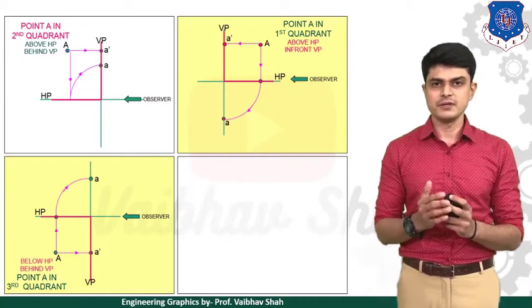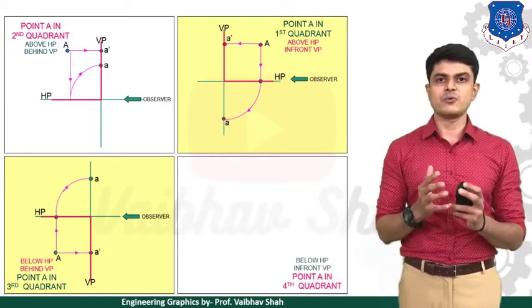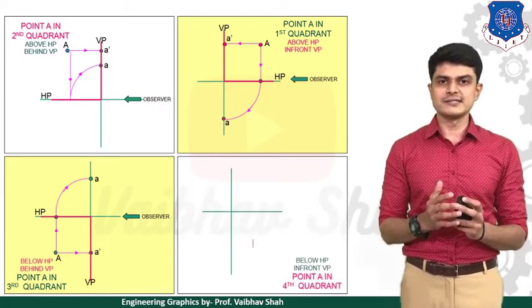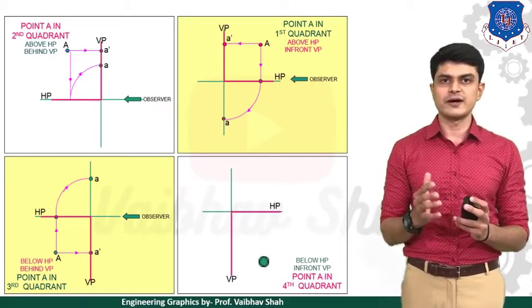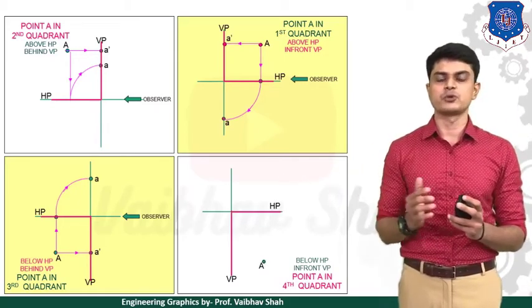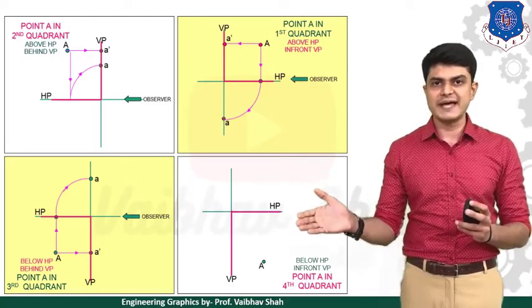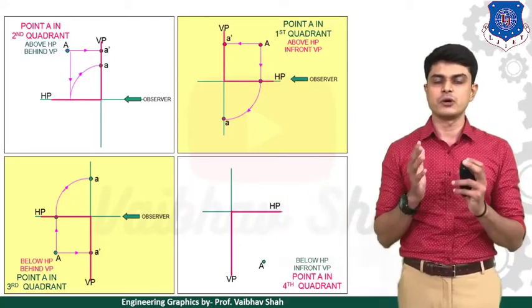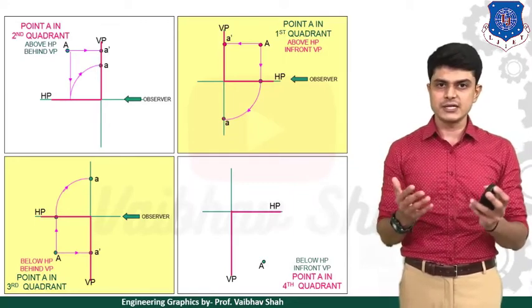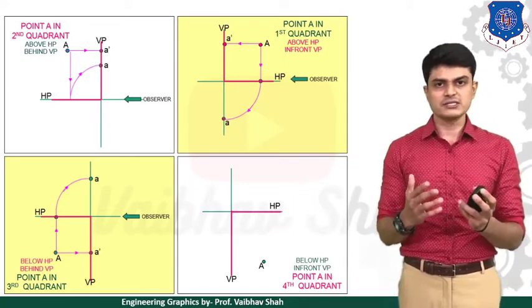So you can see. Now let us move to our final quadrant, the fourth quadrant. Let us understand first what we mean by fourth quadrant. So this is nothing but the location of the fourth quadrant. As you can see, in the fourth quadrant your point would be below HP and it must be in front of VP. So we'll be taking once again two views, right? So first the front view.